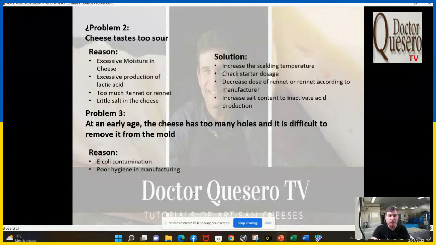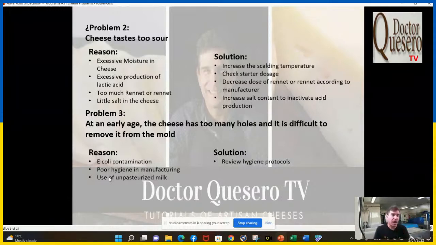So another reason: poor hygiene. Okay, when we are using unpasteurized milk, I already talked about it, because the milk is raw. All the bacteria is there, good and bad. When we pasteurize the milk, we kill the bad bacteria, but we also kill the good bacteria. So that's the reason we have to inoculate the milk again with the lactic culture.